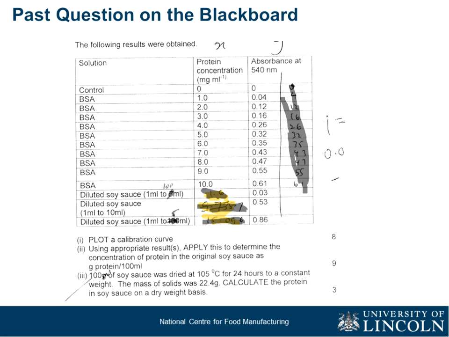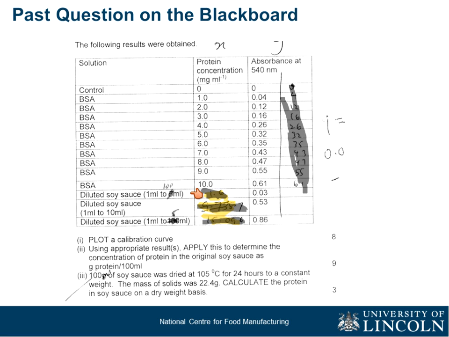Now the reason why they changed this one, this was a mistake, because if you look at this, the absorbance of this is 0.86. The absorbance of this one is 0.03. You expect this one to be of higher concentration than this one. That's why it is 1 ml to 5 ml. So the question is correct now.